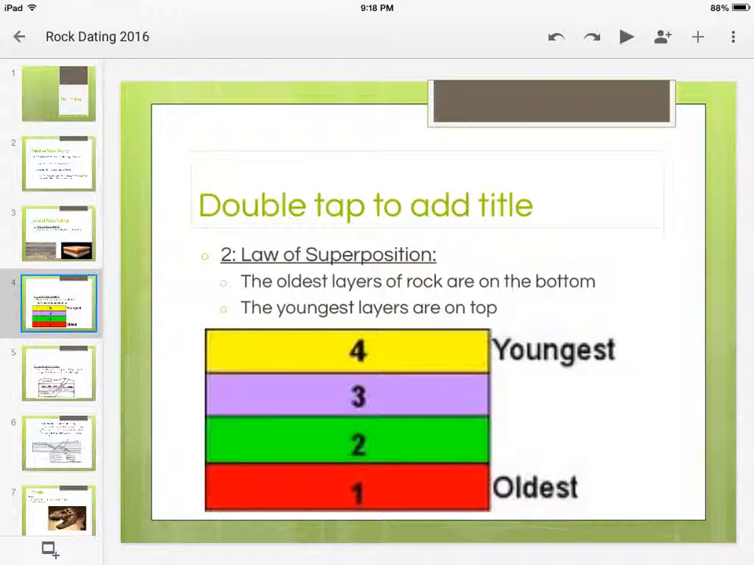Alright, the second law is law of superposition. And this is where the oldest layers are on the bottom and the youngest layers on the top. I always think of everyone put your hands in, like before a football game or something like that. The coach has everyone put their hands in. The person whose hand is there first is always on the bottom, and that's been there the longest. That's the oldest. So you got oldest on the bottom, youngest on the top.